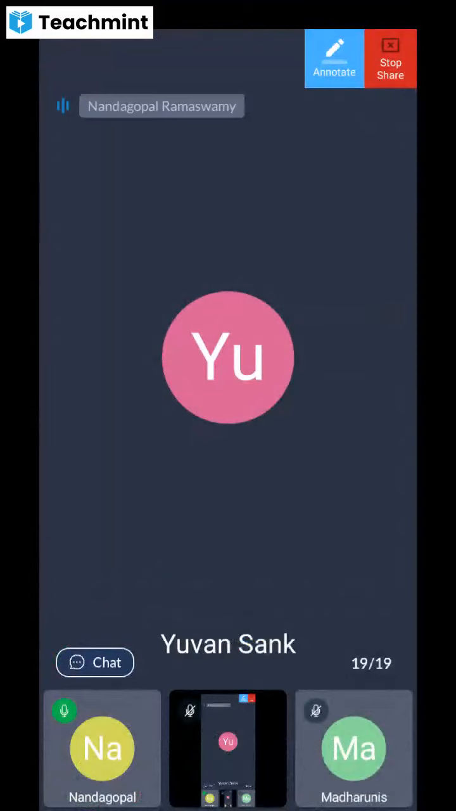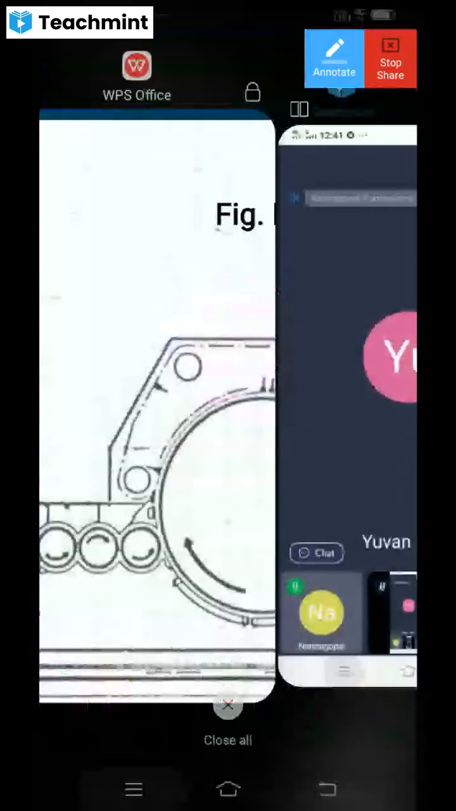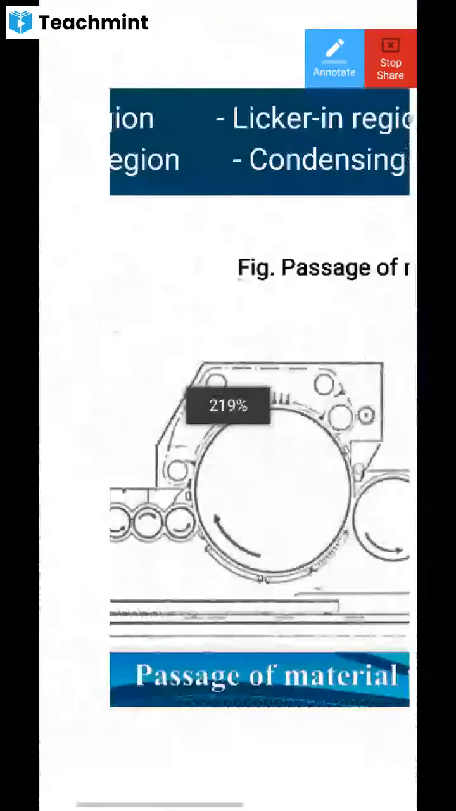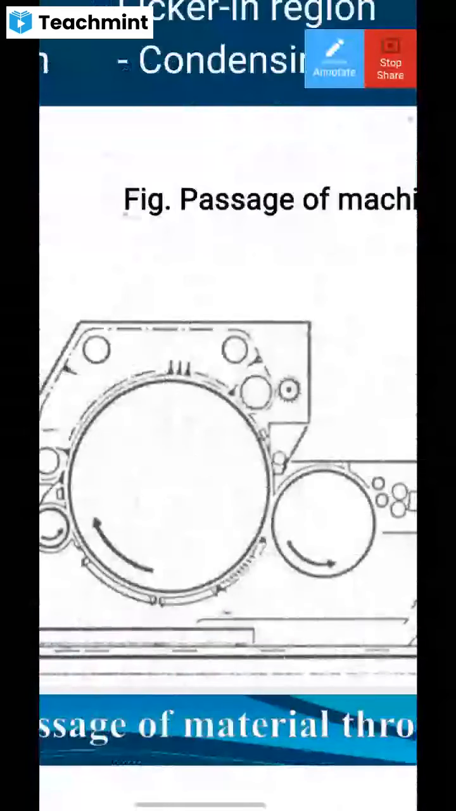Now, what is the time now? 12:41, only 9 minutes remaining. So, any clarification, feel free, ask me. Otherwise, we discuss next class. Here, once again, I explain.